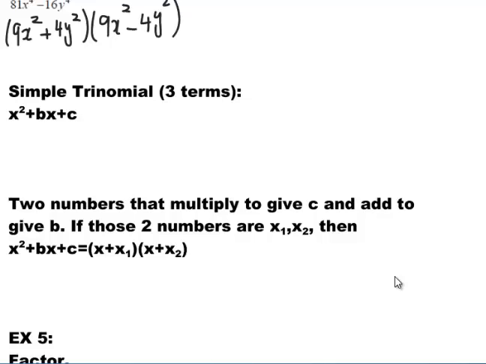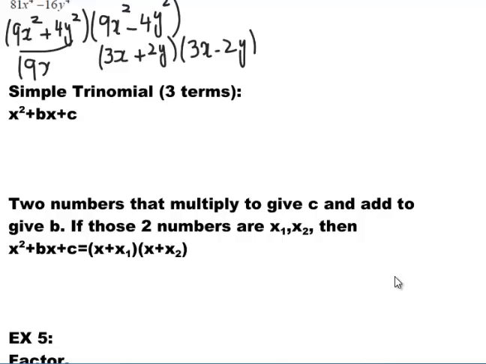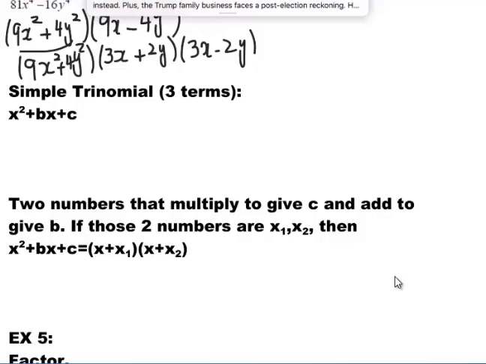You may be tempted to stop here, but if you look at this bracket, the square root of 9x squared is 3x. The square root of 4y squared is 2y. So I can write this one as 3x plus 2y times 3x minus 2y. And this other bracket, I can't do anything with, so I just write it down the way it is. So the factorization of 81x to the 4th minus 16y to the 4th is this one.